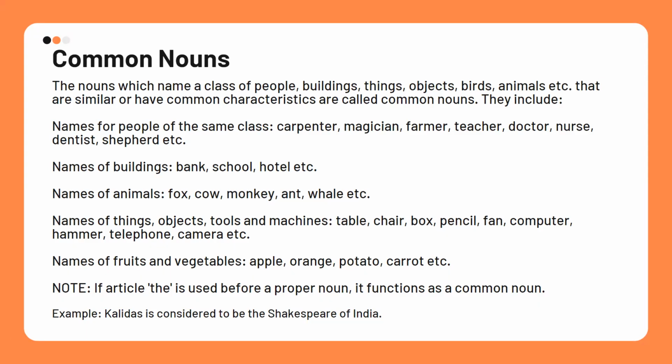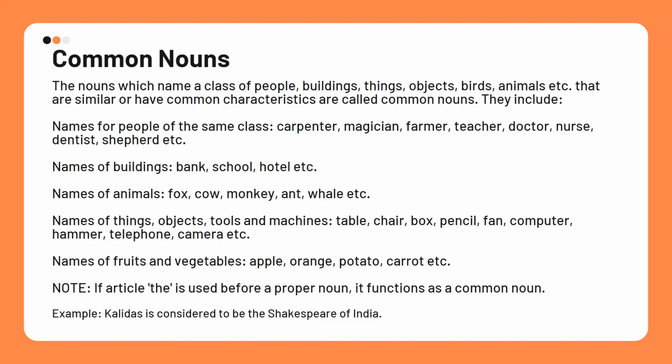So same way, carpenter, magician, farmer, these words, these names are names of human beings, but these are common nouns. Names of buildings, bank, hotel, school, these are common nouns. Fox, cow, monkey, names of animals. So names of things, tools, table, chair, box, these all are common nouns. In the same way, names of fruits and vegetables, these are also common nouns.